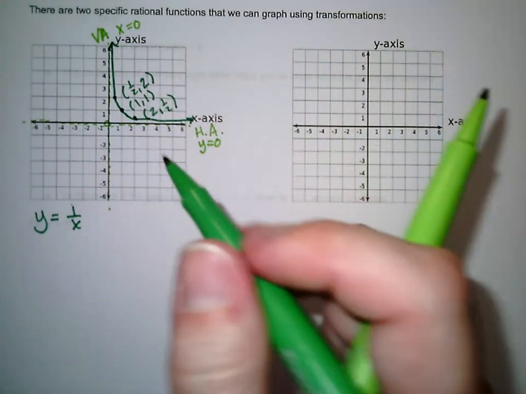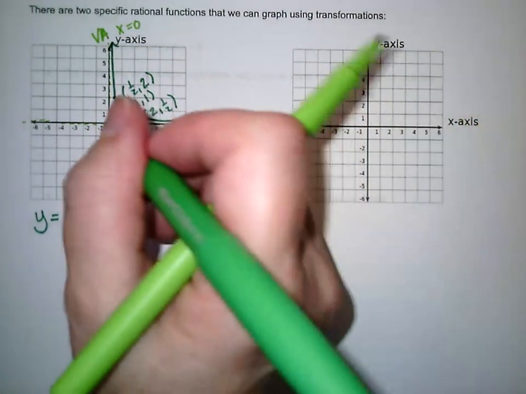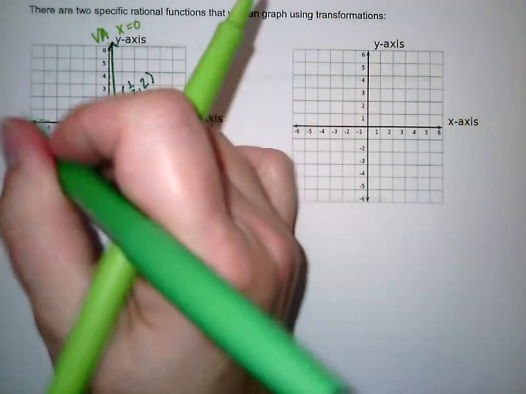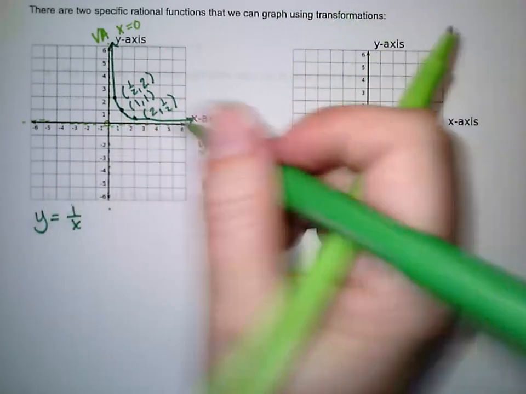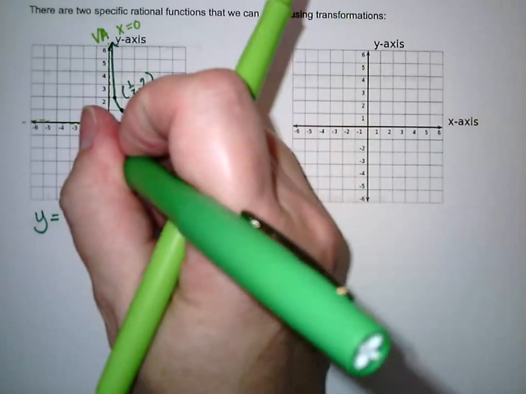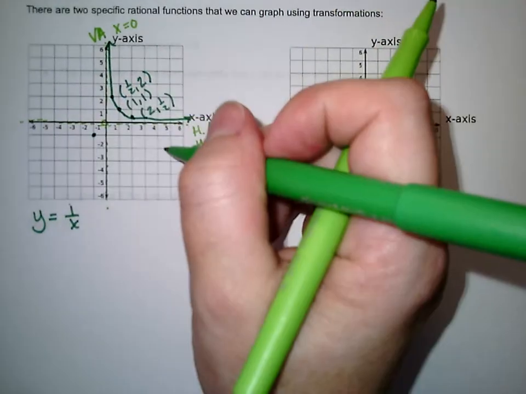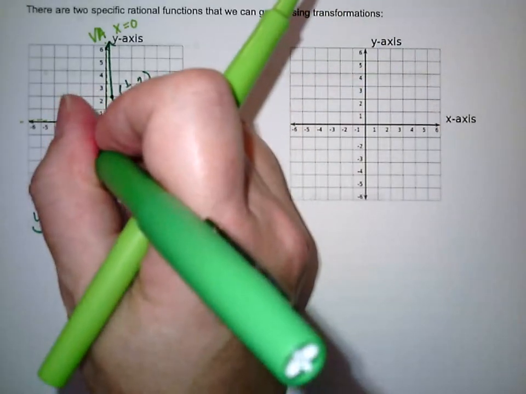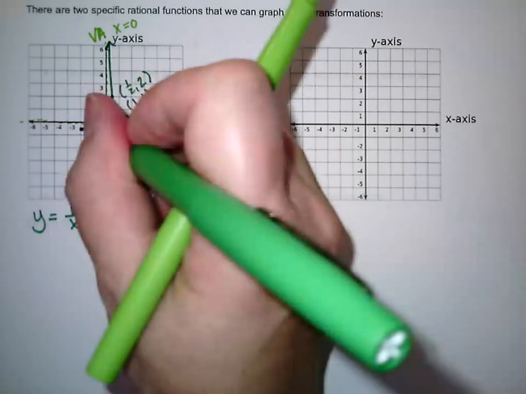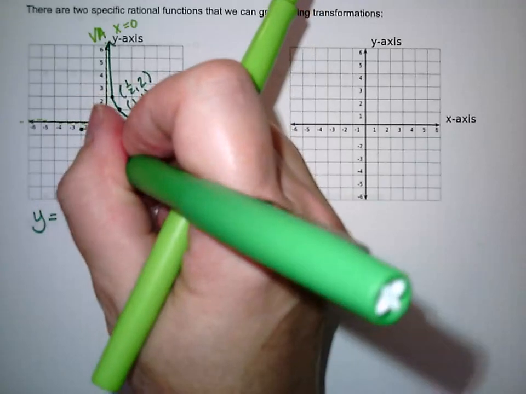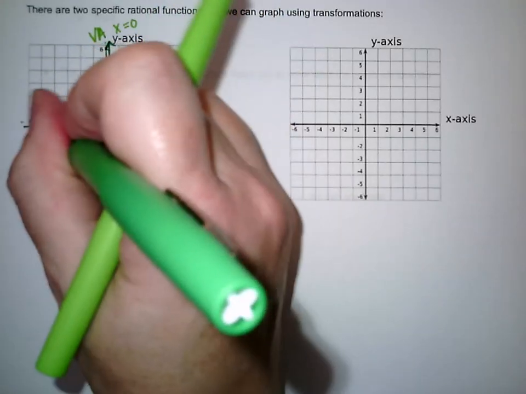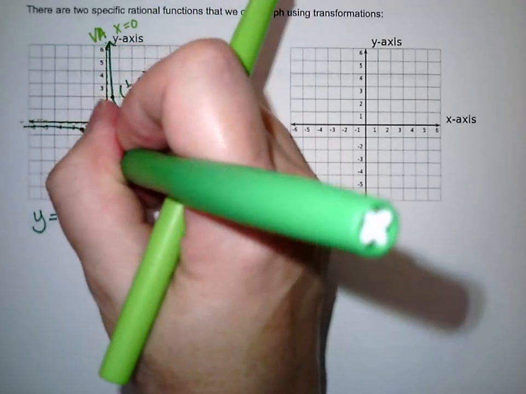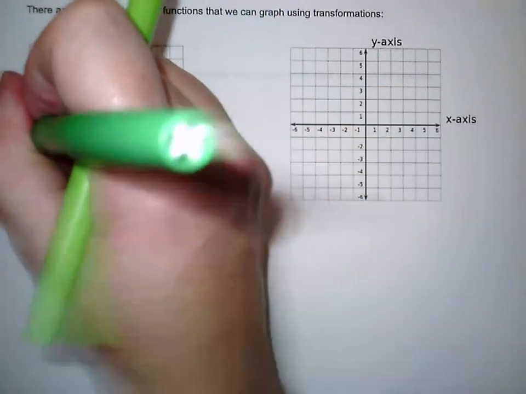Now this graph does have origin symmetry, which means if I rotate 180 degrees, I should have the exact same thing. So my matching ordered pairs over here will be -1, -1, -2, -1/2, and -1/2, -2. And then we're going to have that symmetrical piece down in the third quadrant.